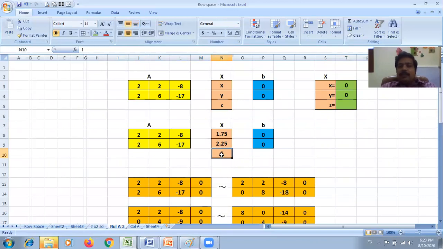So this is my z is 1. This is 1.75 times of this one and 2.25 times of this one. If I am multiplying this vector with this one, I am getting 0. So this is one of the solutions in null A, one of the vectors in null A. So any vector, if I take 2, I need to multiply it with 2, of course.